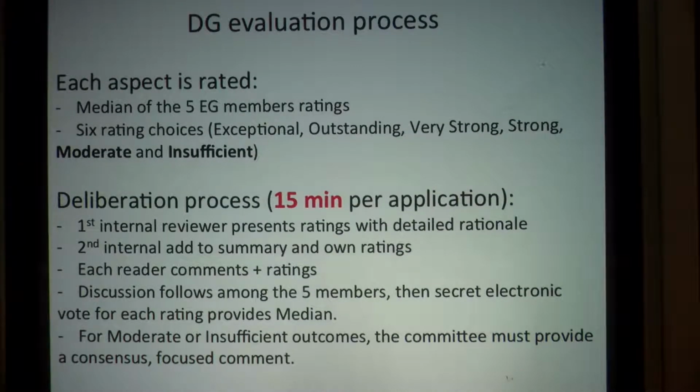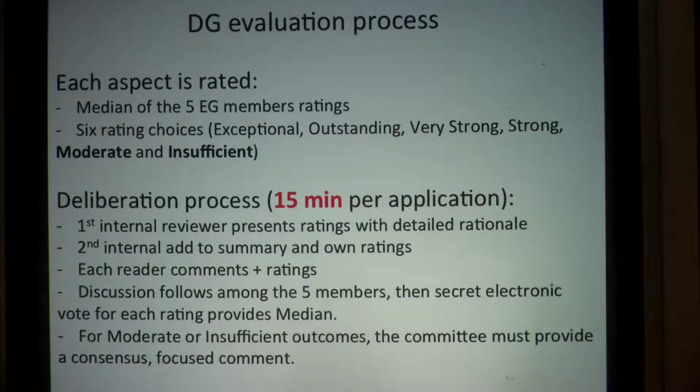So in terms of aspects that are rated, for the rating, basically you get the median of the 5 members, and you have these 6 choices that I think you're all familiar with, and I recommend you have a look at what they mean for each category: exceptional, outstanding, very strong, strong, moderate, and insufficient.